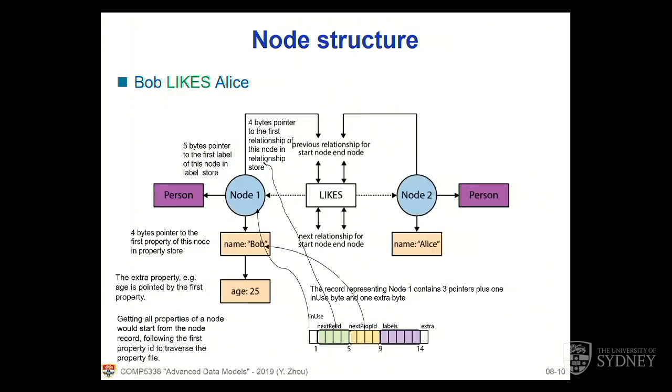So if we want to get all the properties of a node, we start from the node, find the first one, and then follow all the links. We traverse the property file by following the links. Each property, if it's not the last one, will have a pointer whose value is the ID of the next property. We follow that and find the next one. If that one is not the last, it will have another pointer. So we basically traverse the property file by following the links. So that's the node structure. It's relatively simple.